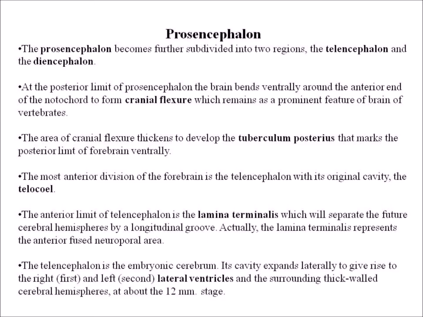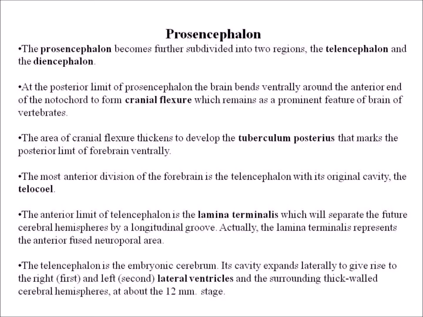At the posterior limit of prosencephalon, the brain bends ventrally around the anterior end of the notochord to form cranial flexure, which remains as a prominent feature of brain of vertebrates. The area of cranial flexure thickens to develop the tuberculum posterior that marks the posterior limit of the forebrain ventrally. The most anterior division of the forebrain is the telencephalon with its original cavity, the telocele.